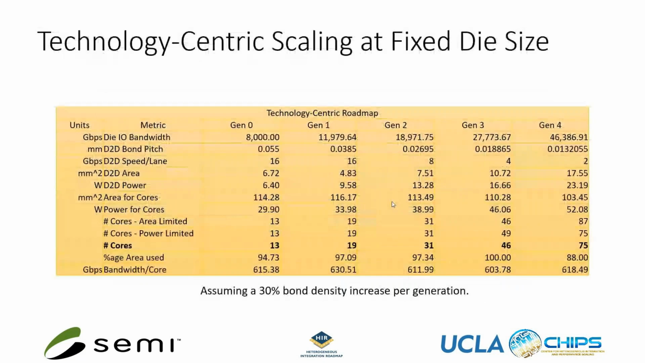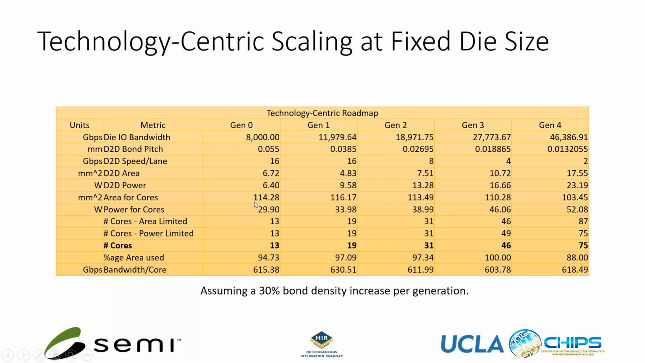So if you look at technology-centric scaling, what you can see is roughly the total die-to-die bandwidth will grow from 8 terabits to 46, sort of an obscene 46 terabits. Roughly the number of cores will grow from 13 to 75. The interesting thing is you see that we're constantly reducing the die-to-die speed per lane. So we're slowing things down from today's 16 gigabits per second down to 2 gigabits per second in the future, or maybe even slower.